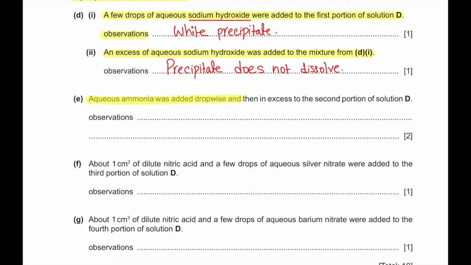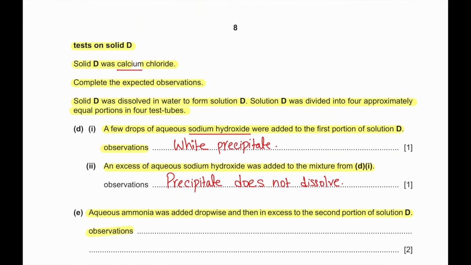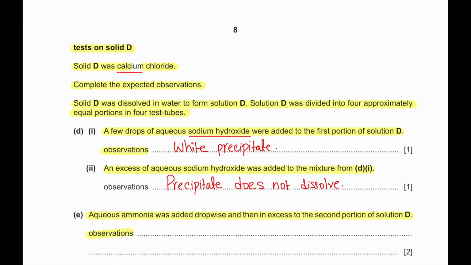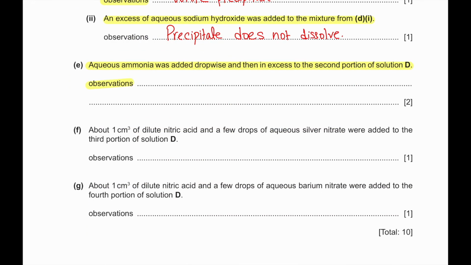Aqueous ammonia was added dropwise and then in excess to the second portion of solution D. Observation. Now, adding ammonia to a calcium salt does not give any observation. So there will be no reaction, and there will be no change, and even in excess there will be no change.